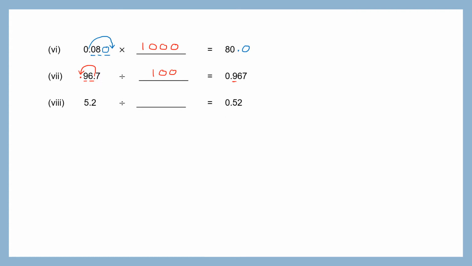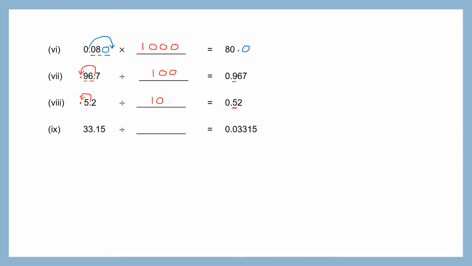Question 8. 5.2 is now 0.52. So the point is before 5. So the point has to come here. That means this should move 1 place to the left. So that is division by 10 with 1 0.